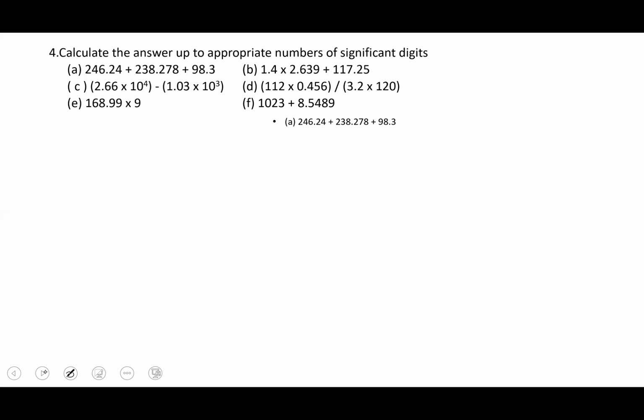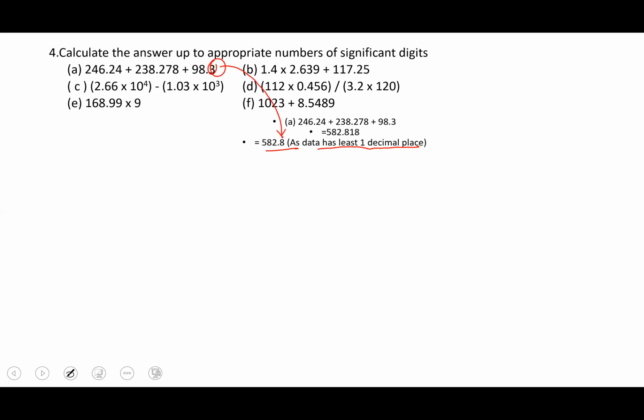So 246.24 plus 238.278 plus 98.3. If we add them up, it will be 582.818. Now 582.8 has at least 1 decimal place. That means in this case we can say it has at least 1 decimal place.